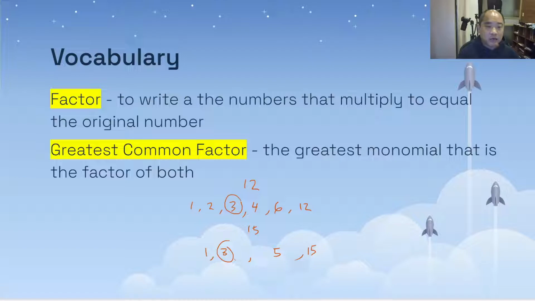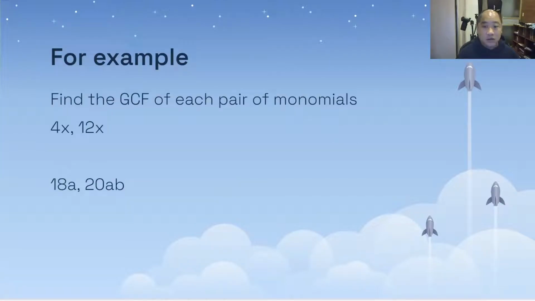So, how are we going to use this? Well, let's find the greatest common factor for each pair of monomials. There's a couple of different ways we can do this, right? We can look at these two numbers and do what we just did, which is find all the factors. So for 4 and for 12, that would look like this: 1, 2, 4, right? And then for 12, it would be this: 1, 2, 3, 4, 6, and 12. And then the biggest one is 4.